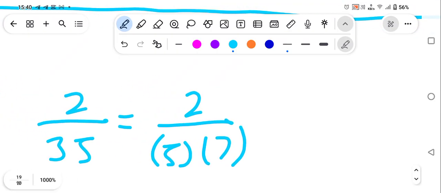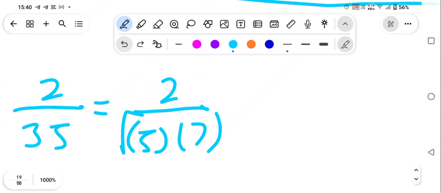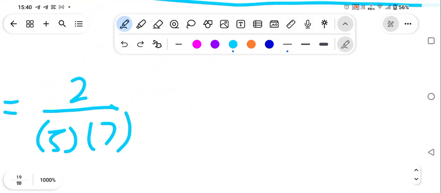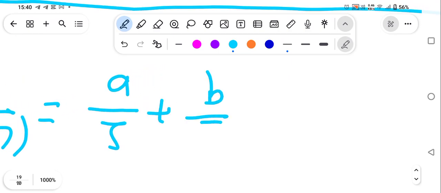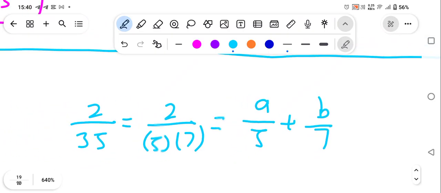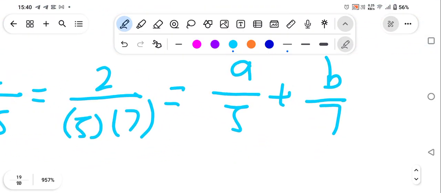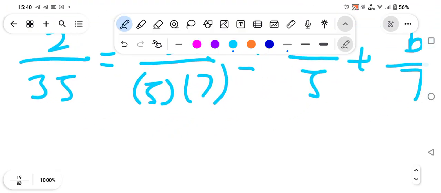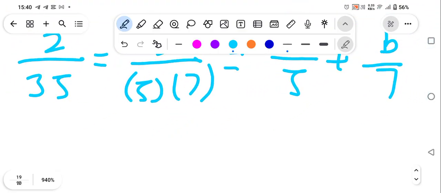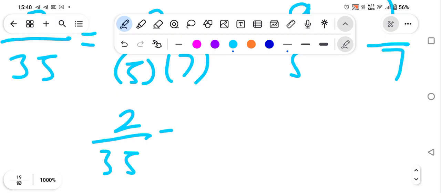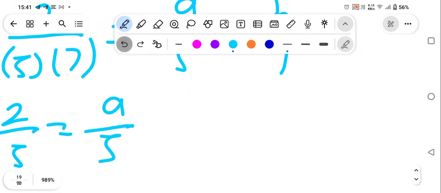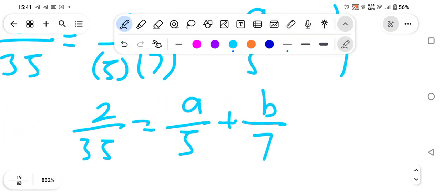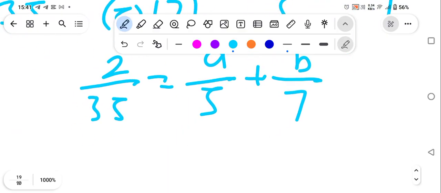So let's say I want to split the 5 and the 7, and I want to write it in terms of a over 5 plus b over 7. So what should I do here? A very easy technique we can do is write 2 over 35 equals a over 5 plus b over 7. So we don't know what a or b is, and we're gonna solve it.